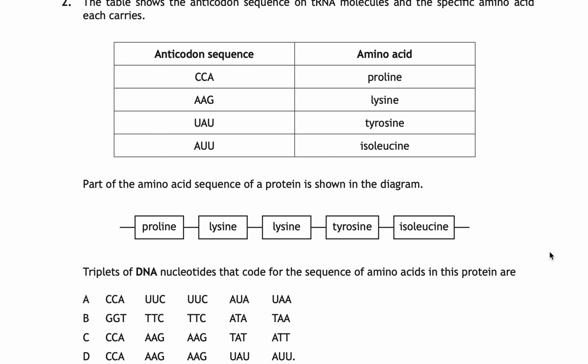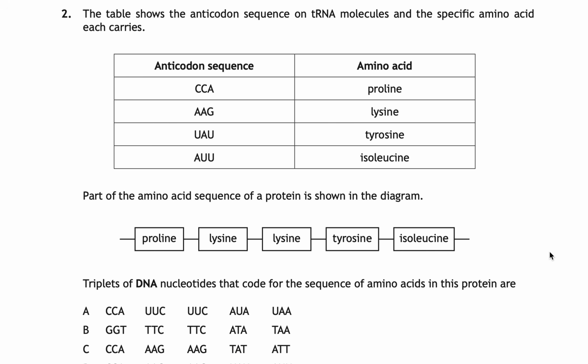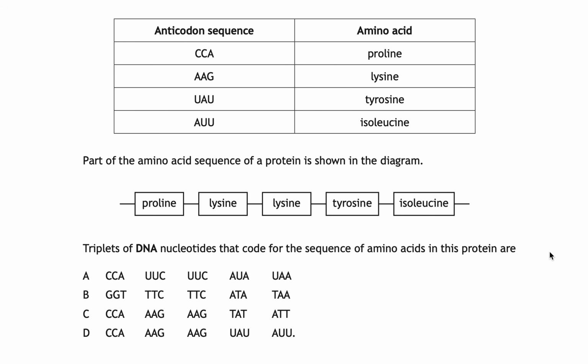For question 2, the table here shows the anticodon sequence on tRNA molecules and the specific amino acid that each carries. So in the table you have a bunch of different amino acids and their anticodon sequence on the tRNA. It says part of the amino acid sequence of a protein is shown in the diagram. I'll give you a second to attempt this question, and again give you the answer. The answer for question 2 is C.